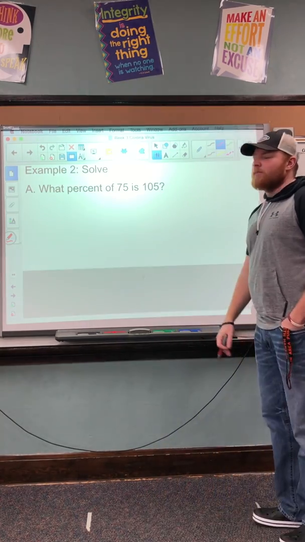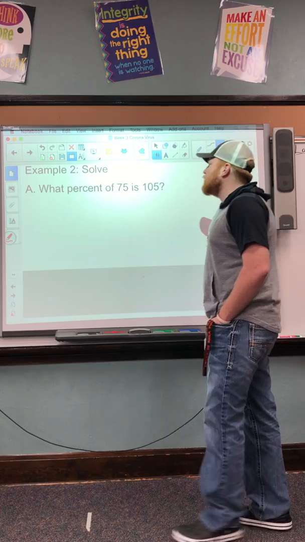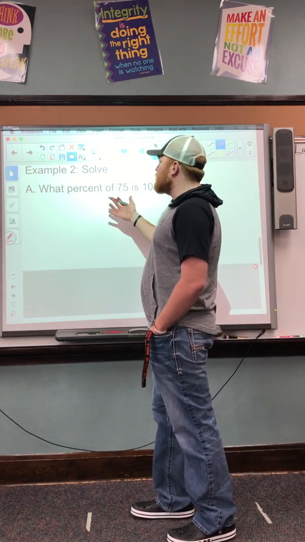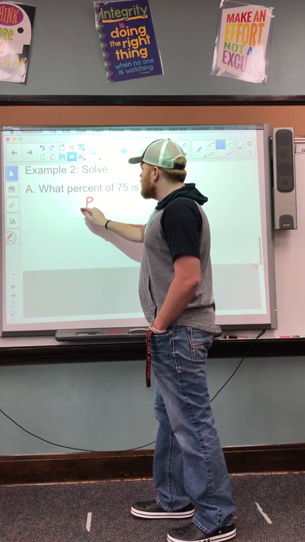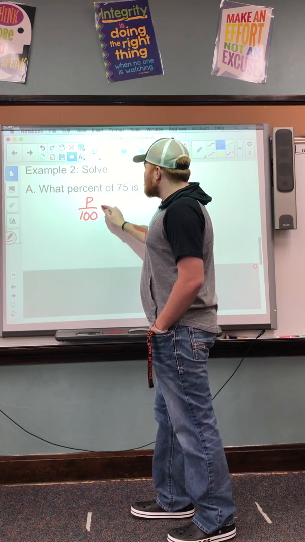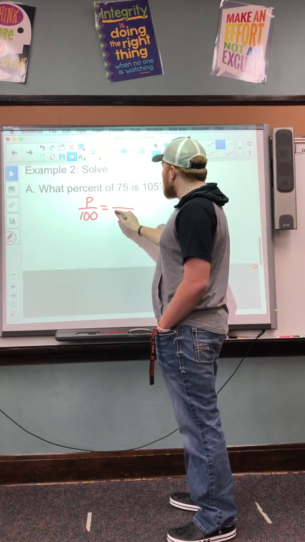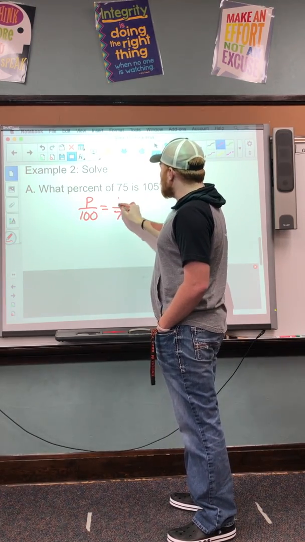Example 2. Now we're dealing with bigger numbers here. So what percent of 75 is 105? Okay, so now it's asking what percent, so we don't know the percent, over 100 always, equals of 75, so your of number is on bottom, is 105.